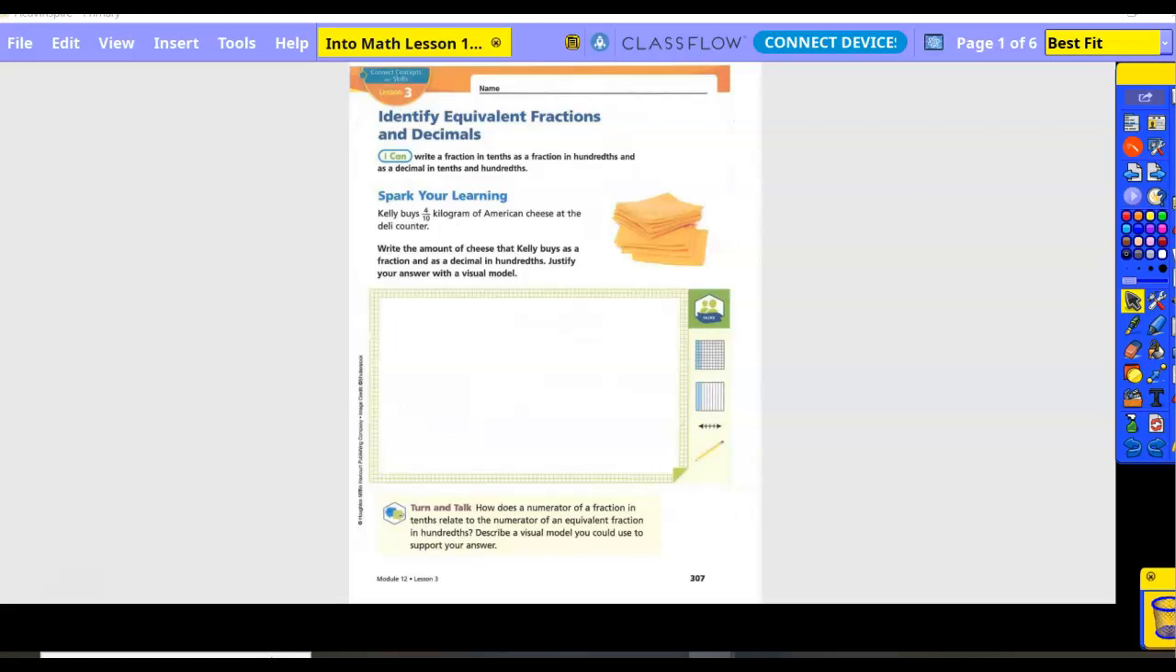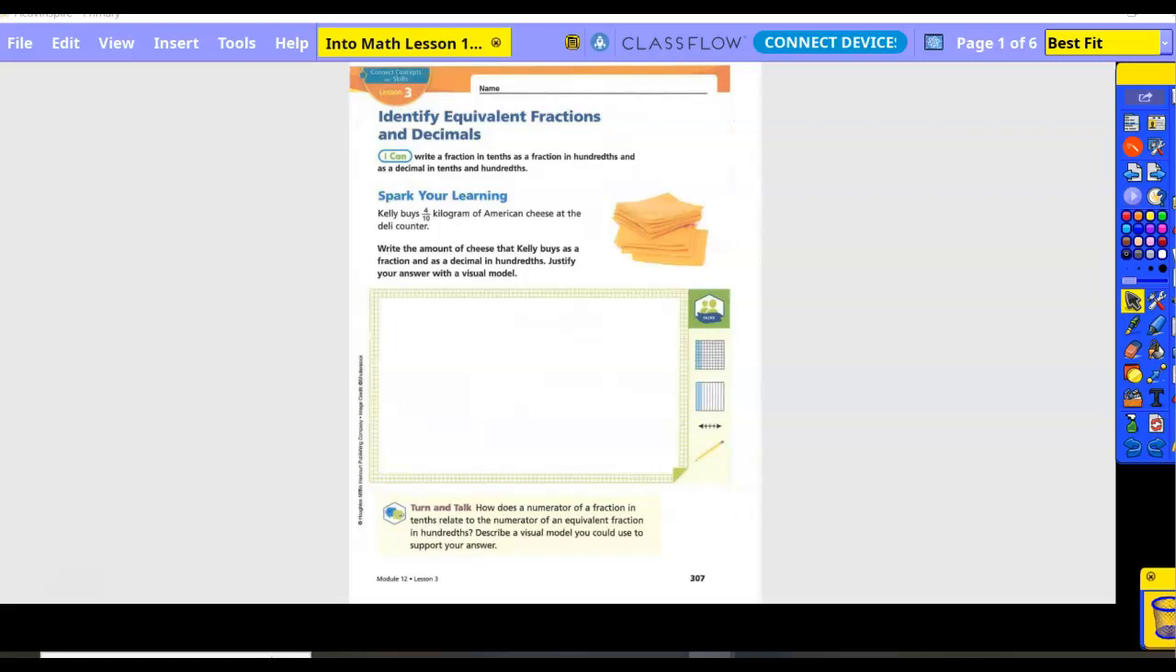Okay, so our first lesson we worked on the tenth place value. Our next lesson we worked on the hundredths place value, and now we're going to see how we can get equivalent fractions and decimals. To start your learning, Kelly buys 4/10 kilograms of American cheese at the deli counter. Write the amount of cheese that Kelly buys as a fraction and as a decimal in hundredths.